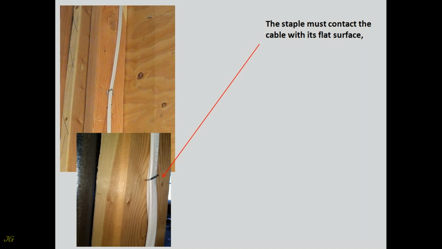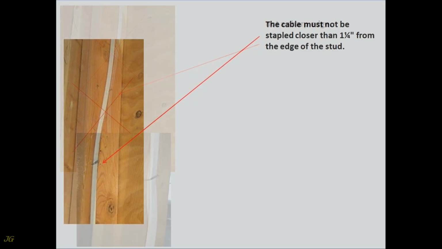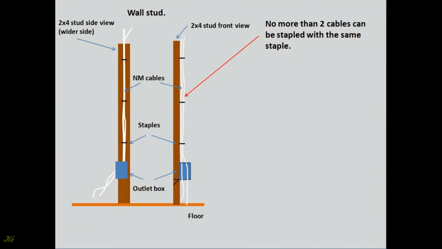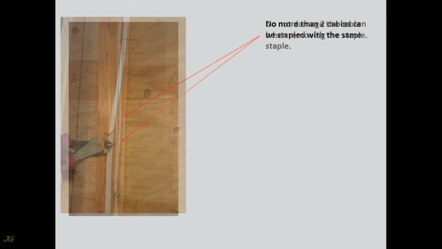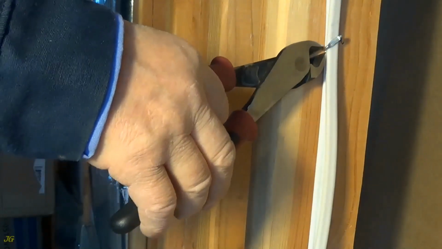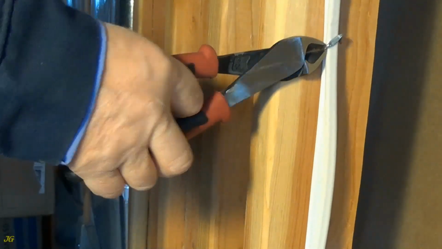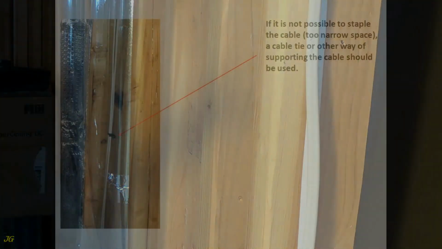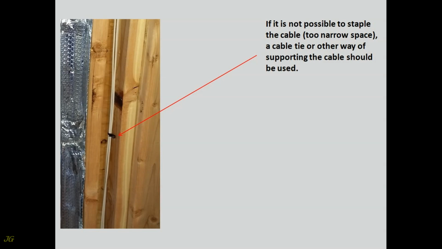The staple must contact the cable with its flat surface, not a sharp edge. The cable must not be stapled closer than 1¼ inch from the edge of the stud. No more than 2 cables can be stapled with the same staple. Do not damage the cable when removing the staple. If it is not possible to staple the cable, too narrow space, a cable tie or other way of supporting the cable should be used.